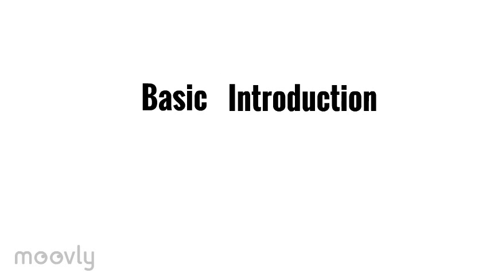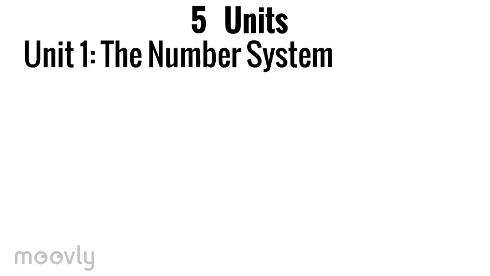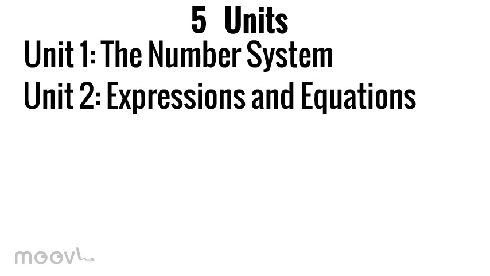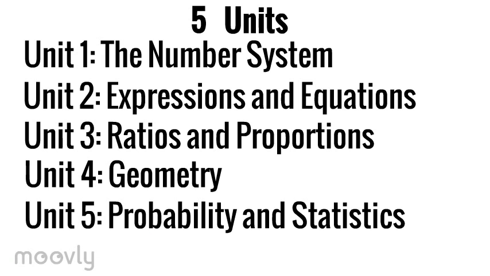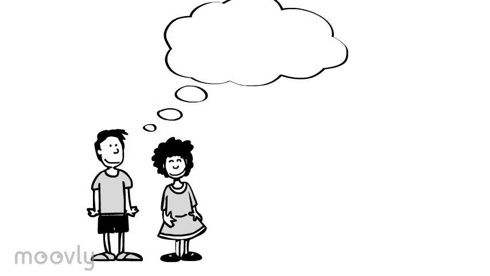This video is a basic introduction to the content you get to learn this year in Math 7. There are only 5 units in your Math 7 curriculum: the number system, expressions and equations, ratios and proportions, geometry, and probability and statistics. Sounds easy, right? You might be wondering, with only 5 units, we should be done before Christmas break. What are we going to do with the rest of the year?